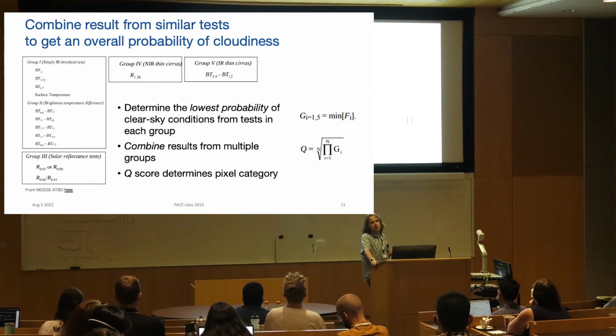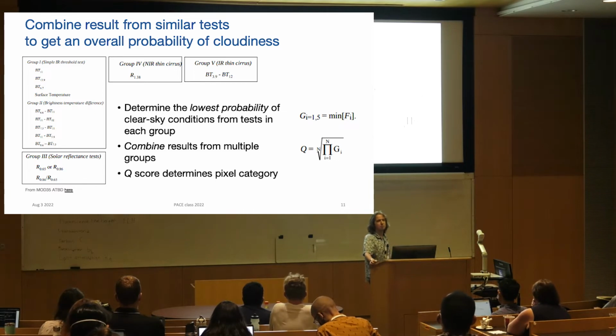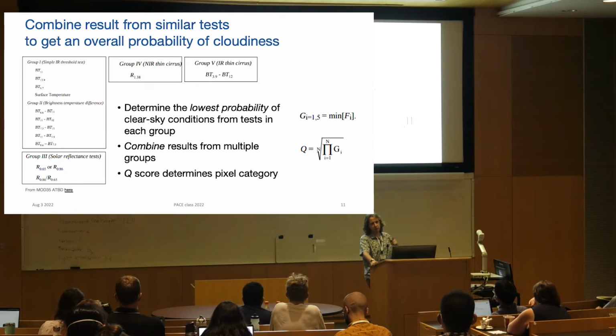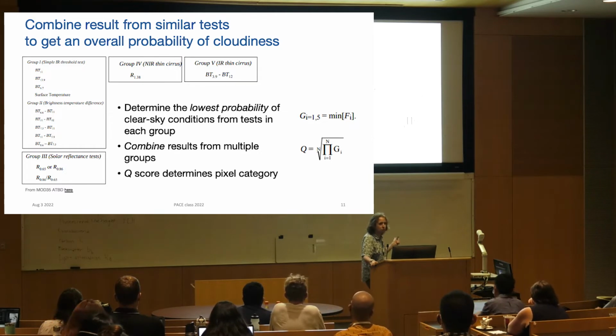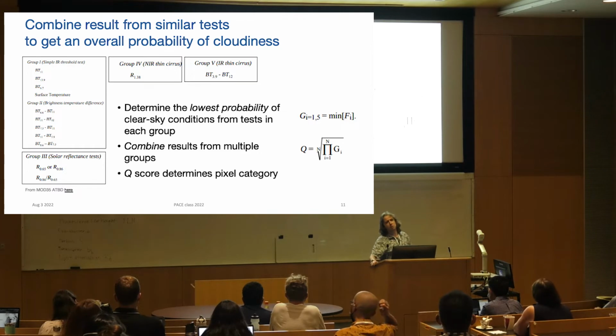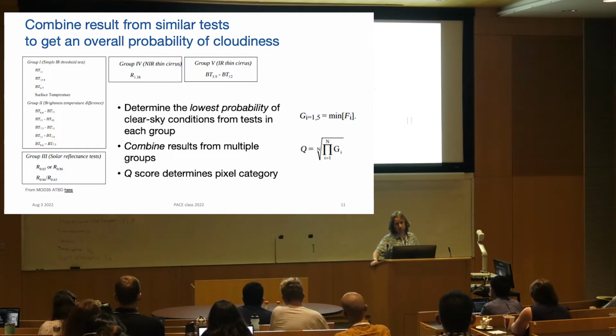In each group, they then find a test that has the strongest reliability and the most extreme probability, close to 0 or 1. And they say, okay, this is the probability from this group. Then they define this Q-score, where they combine tests from all the different groups together and get this overall probability of cloudiness, which then determines your cloud mask.